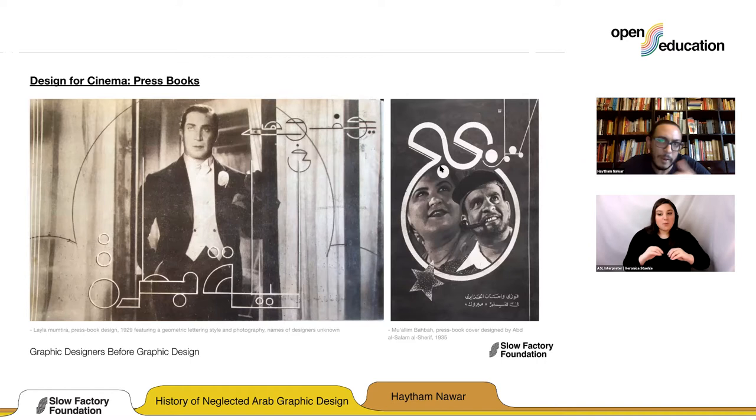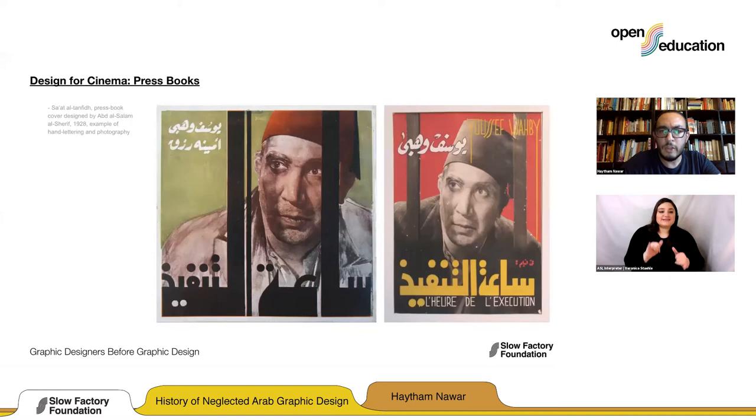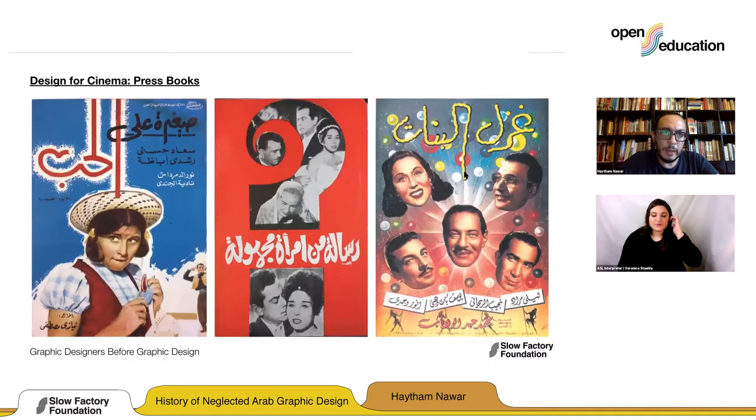Bahbah is the name, and Ma'allim is the master. Again, you see the word Ma'allim, which is the master, and the name Bahbah around the portraits of the stars of the movie. For the same designer, Abdel Salam Sharif, it's in a sketch, and the final cover for the press book, Sa'ad al-Tanfiz, is again by the same designer. A beautiful way again of lettering, illustration, and also a mix of illustration and photography, by different designers for the covers of the press book.